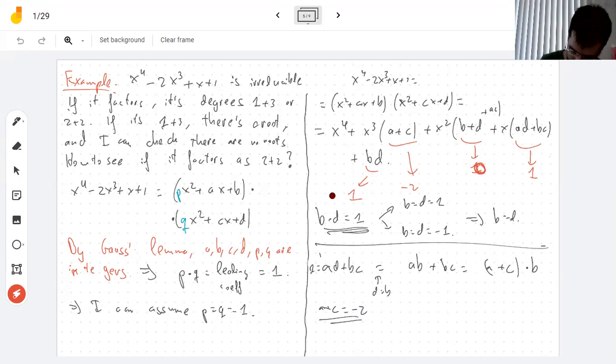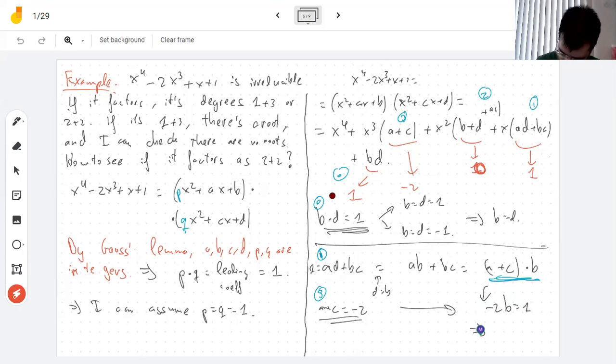So this is equation 3, equation 2, equation 1, equation 0. From equation 0, the product of b and d is 1, so they're both equal, and they're both plus or minus 1. From equation 1, I have that a plus c times b is 1. But equation 3 tells me that a plus c is negative 2. Putting these together, negative 2b is 1, which means that b has to be negative 1 half, which doesn't work because I know they have to be integers. And I'm done.